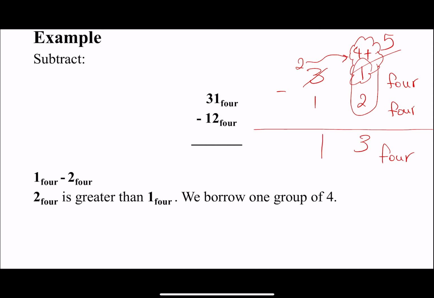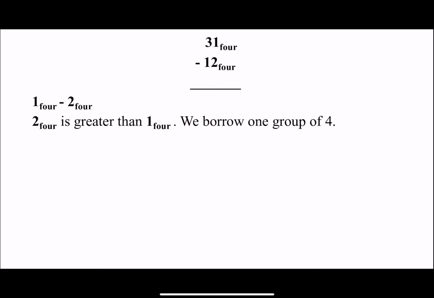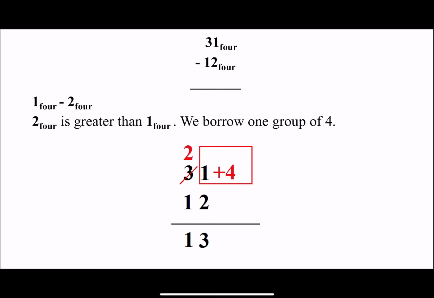So again, I started from the column on the right. 1 minus 2, 2 is bigger than 1. So I need to borrow. Because I'm working in base 4, I'm going to borrow a group of 4. I borrowed from 3, so 3 became 2. It gave me a group of 4. 1 plus 4 is 5. 5 minus 2 is 3. And then the column on the left, 2 minus 1 is 1. So the answer is 13 base 4. There we go.